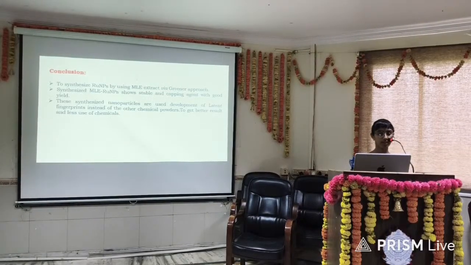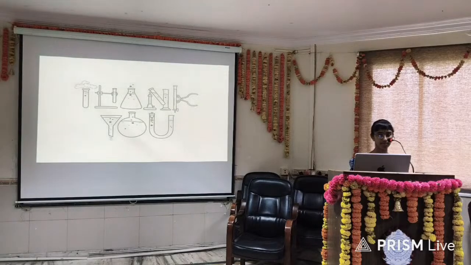Finally, we conclude that the synthesized MLU-RUPNS, prepared using MLE extract via a green approach, shows a stable capping agent with good yield. These synthesized nanoparticles are used to develop latent fingerprints instead of other chemical powders, to get better results and less use of chemicals. Thank you.